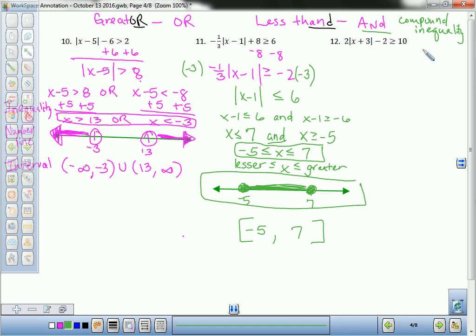Okay, so what I'm going to do is make sure you got the right answer for number 12. And then I want you to show me all 3 forms of the answer. So for this one, we're going to add 2. So we get 2 times the absolute value of x plus 3 is greater than or equal to 12. Divide by 2. And we get the absolute value of x plus 3 is greater than or equal to 6.